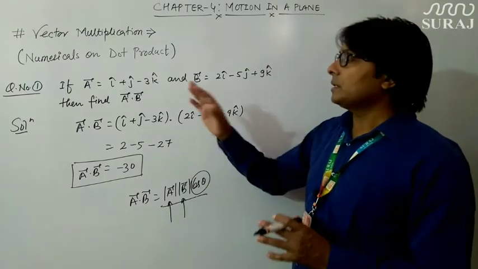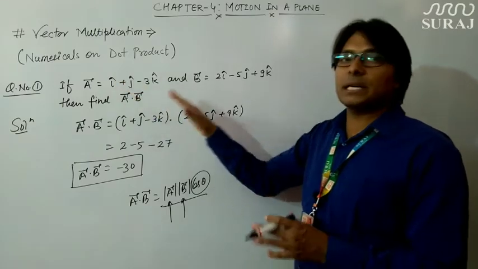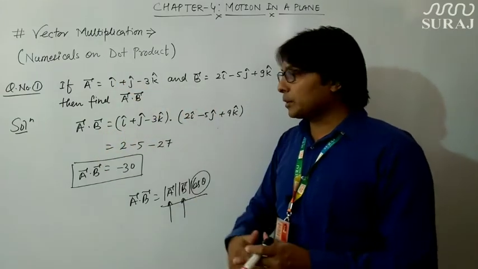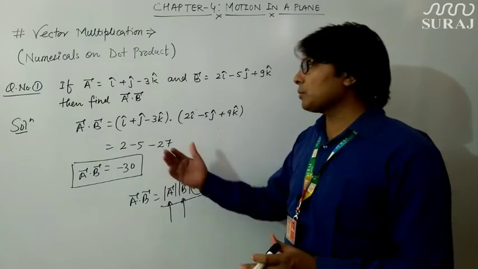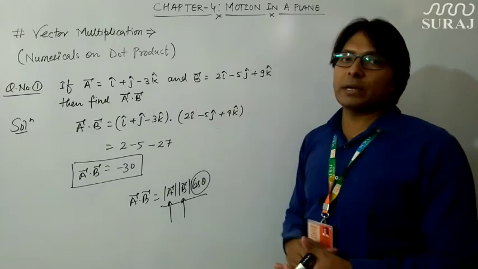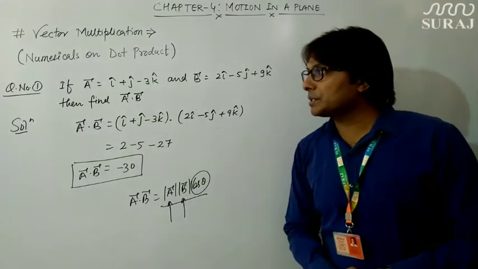So if a vector and b vector are given in terms of i cap, j cap, k cap, it is better to do such types of numericals directly by simply multiplying these unit vectors with each other. Okay, coming on to the next question.